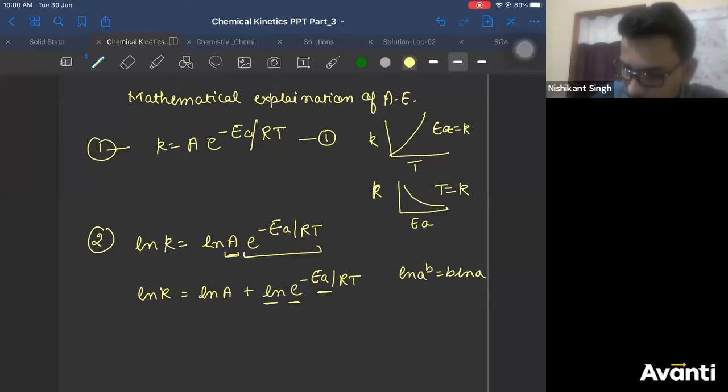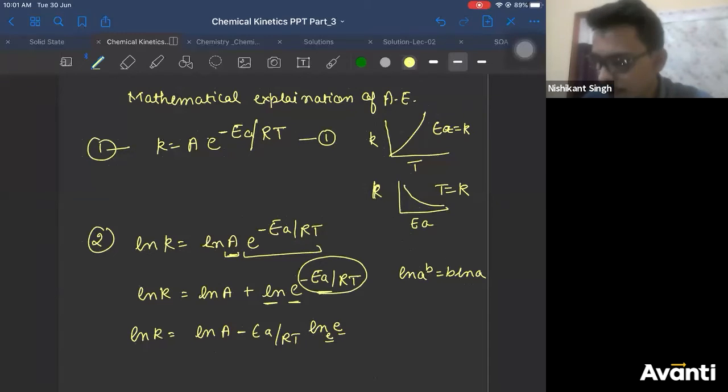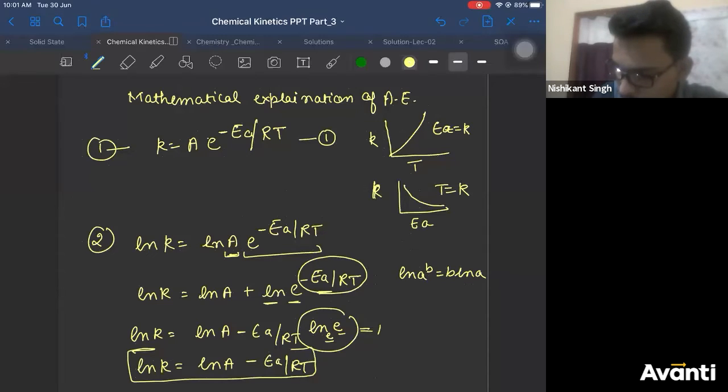So you can apply the property: ln k is equal to ln A, and now the exponent will come outside, so you get minus Ea by RT outside, times ln e. ln e is nothing but 1, because base and exponent are the same. This whole value will be 1. So your expression becomes ln k is equal to ln A minus Ea by RT. This is your expression number 2.